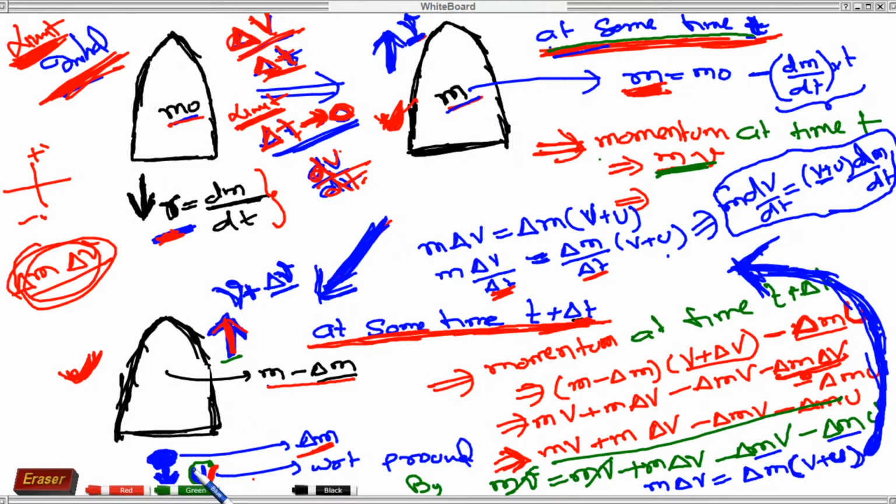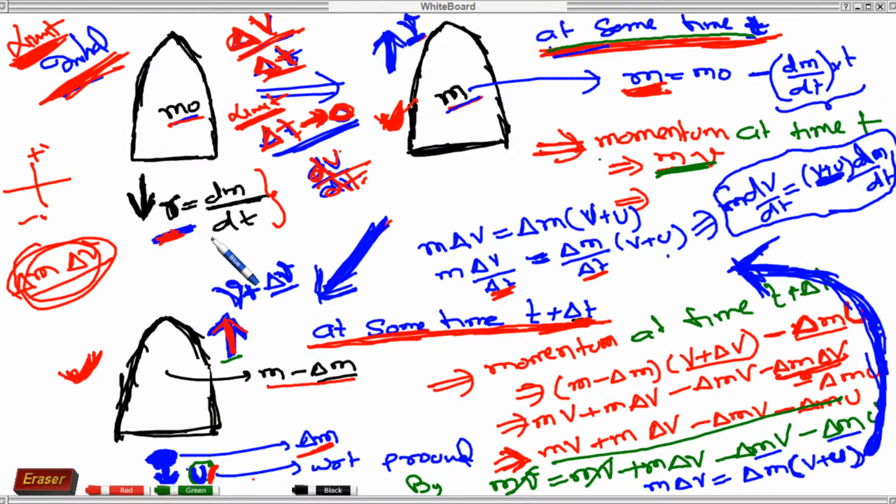This much of delta m mass is ejected. You can say this much of delta m mass is ejected. So you can see here, in this scenario, m dv over dt is equal to v plus u dm over dt. And what is dm over dt?